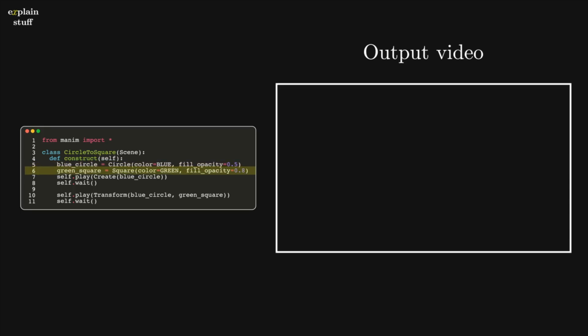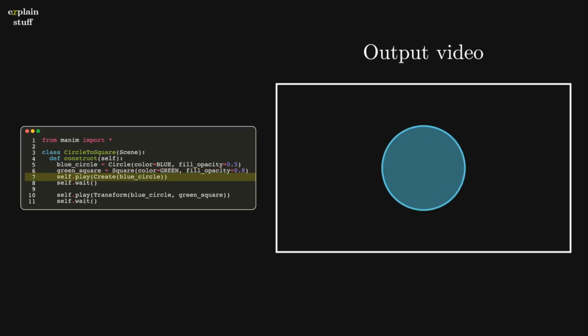Then we create a blue circle with 50% opacity and a green square with 50% opacity, but note that these objects are just created in memory. In other words, nothing will appear in the rendered output video as you see. Only when we call self.play on some animation like Create, something happens.